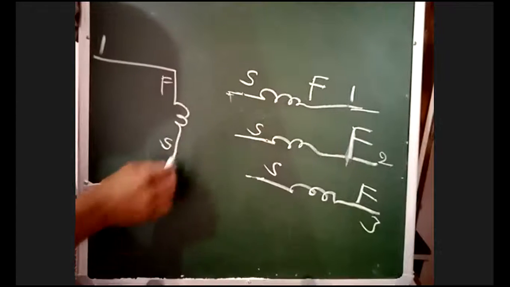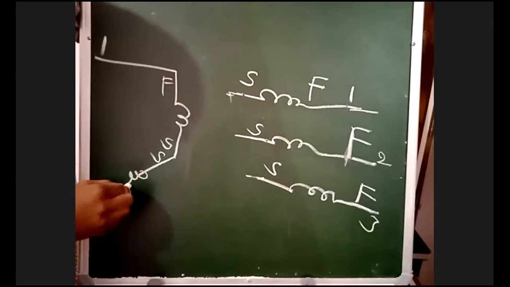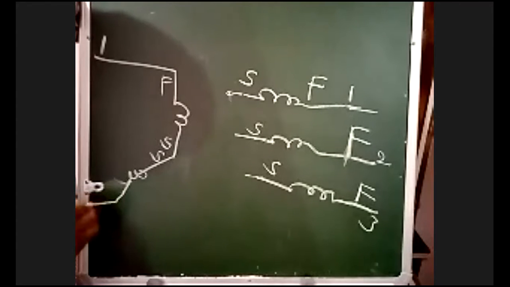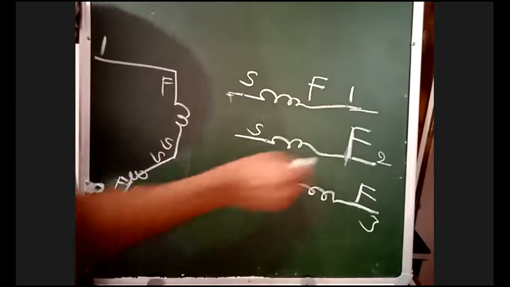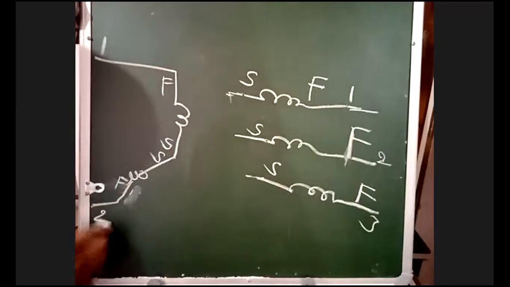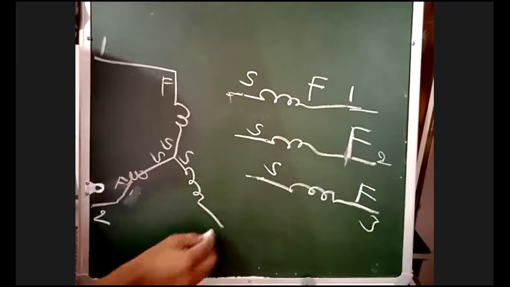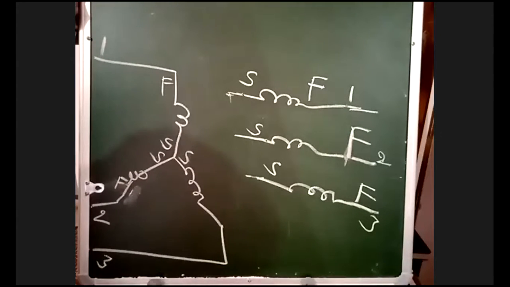Now take the second one. This is the second one. This is starting, this will be finishing. Finishing is connected to phase 2. Now take the third coil. Starting is connected here. Finishing is connected to phase 3. Is it okay now?